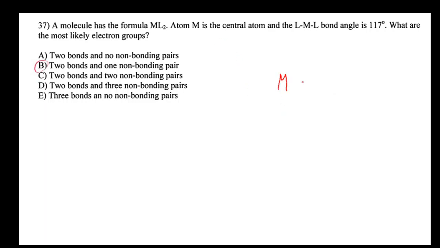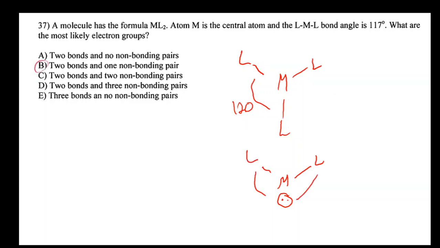So it would be M, L, L, L. But the big caveat that's causing these angles not to be 120 degrees is that one of these is actually going to be a lone electron pair. A lone electron pair is more repulsive than the 2 bonded groups, so these angles are going to be bigger, and then it pushes these 2 closer together. So instead of normally being 120, it's actually 117 degrees in this case. Your answer would be 2 bonds and 1 lone pair of electrons.